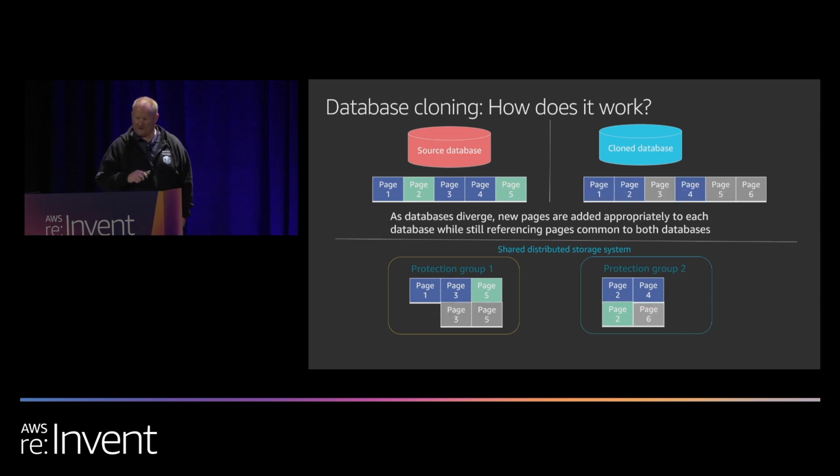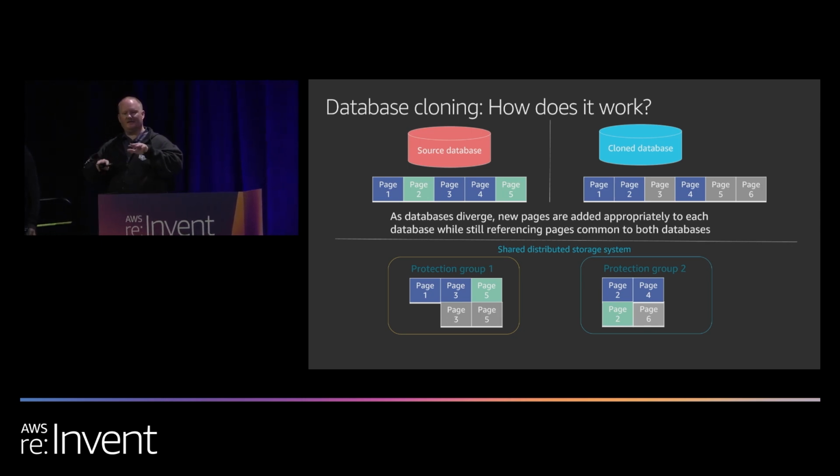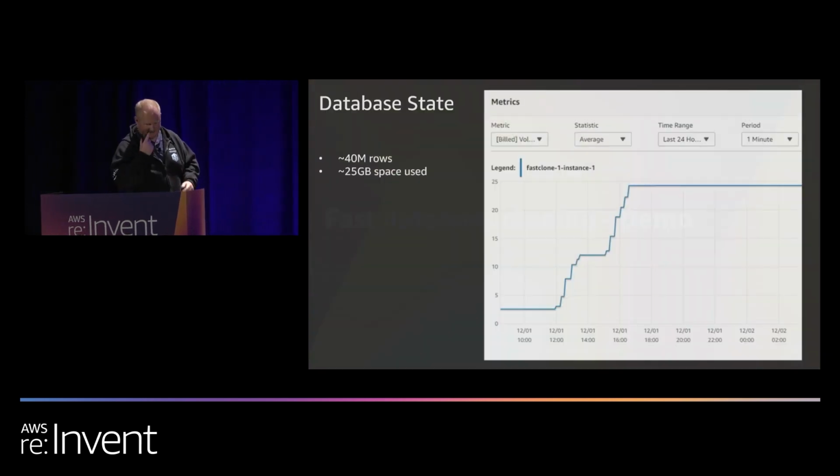So now when we look at the clone database, it can also diverge. And again, here you only pay for the union of the two, right? So the source plus whatever divergence you did on the source and the secondary. So let's just walk through an example here.